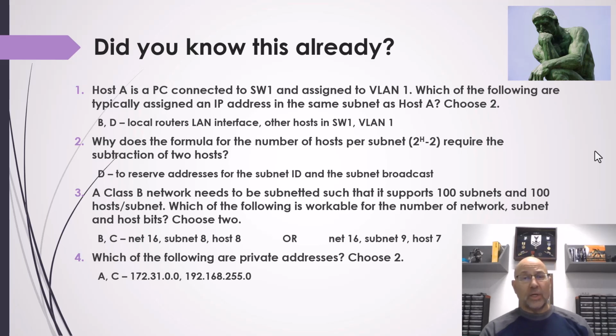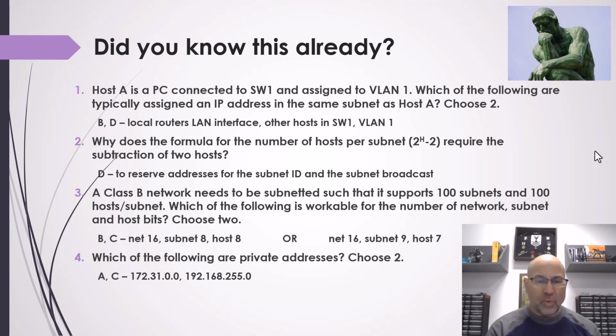We also know that it's a class B, so there's 16 bits in the prefix that we can't touch. So the first number is going to be 16. We can't touch that. The second number, well, we can get away with anything 7 or above, as long as the two numbers add up to 16. So that would be subnet 8 and host 8, or subnet 9 and host 7.